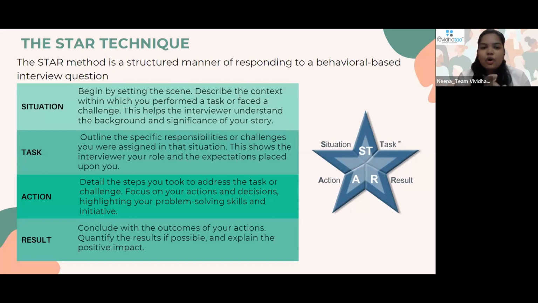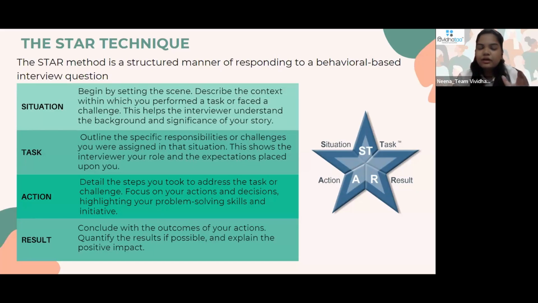Then the task: outline the specific responsibility or challenge you were assigned in that situation. This shows the interviewer your role and the expectations placed upon you. So after the situation, what was the task given to you? What was the problem you were facing?